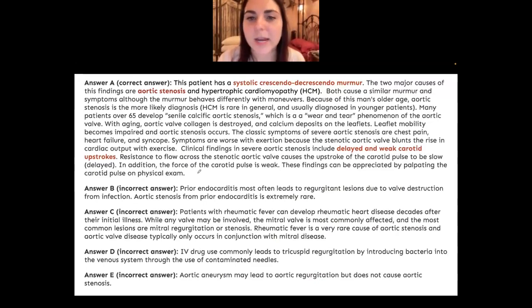Clinical findings: delayed and weak carotid upstrokes. Resistance to flow across the stenotic valve causes the upstroke of the carotid pulse to slow. In addition, it's weak. These findings can be appreciated by palpating the carotid. It's basically just going to take longer to get blood through there because there's a stenotic valve.